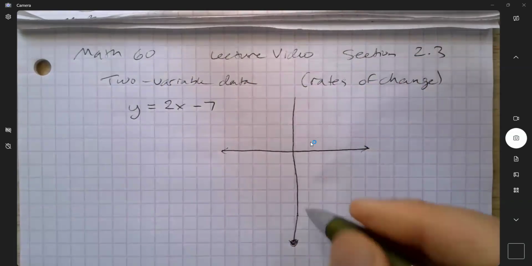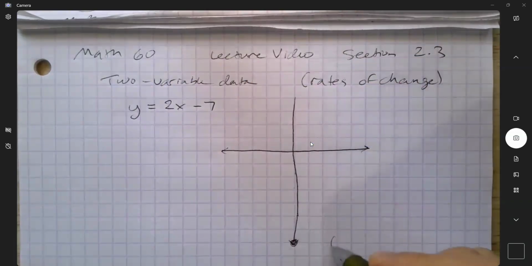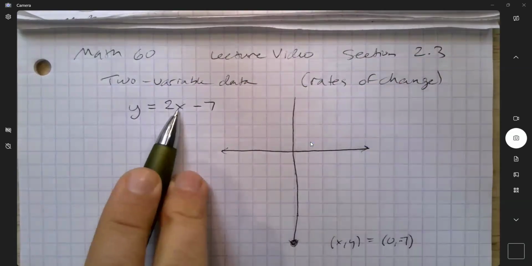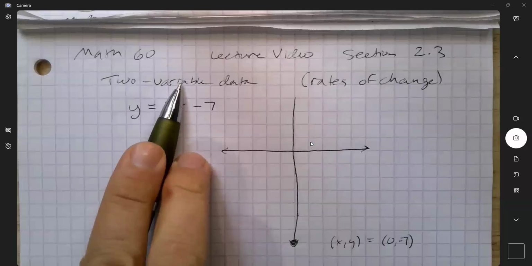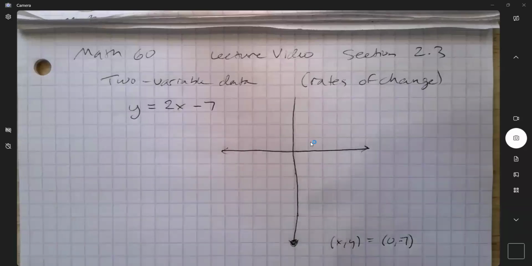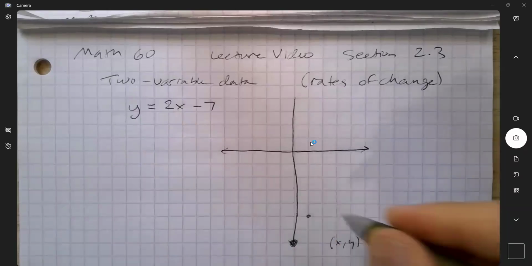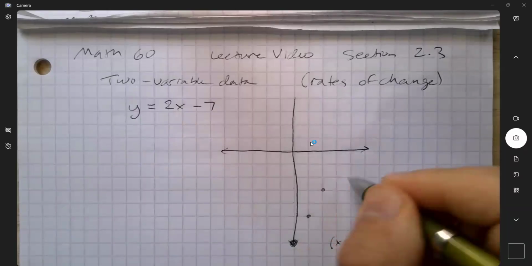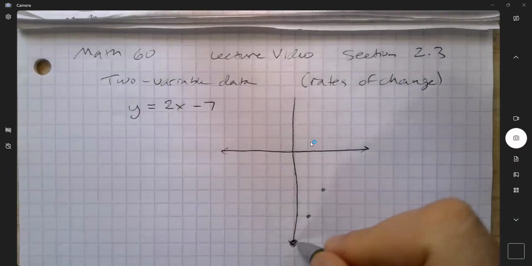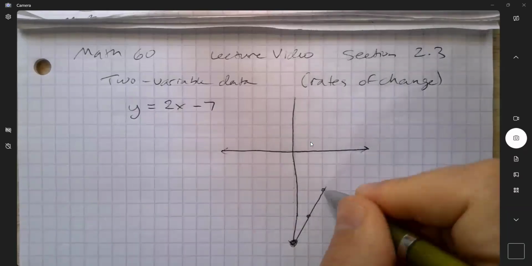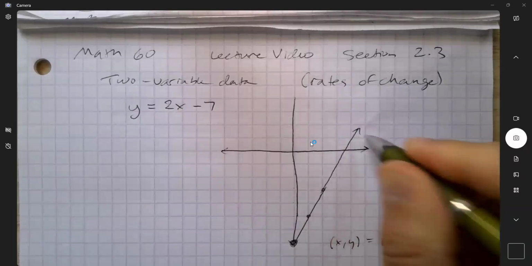I can tell you, for example, that this one has a y-intercept of (0, -7), because if x is 0, that goes away, and y is -7. If x is 1, it becomes 2 minus 7, which is -5. If x is 2, it becomes 4 minus 7, which is -3. And we could connect all of this and see that actually we have a straight line.